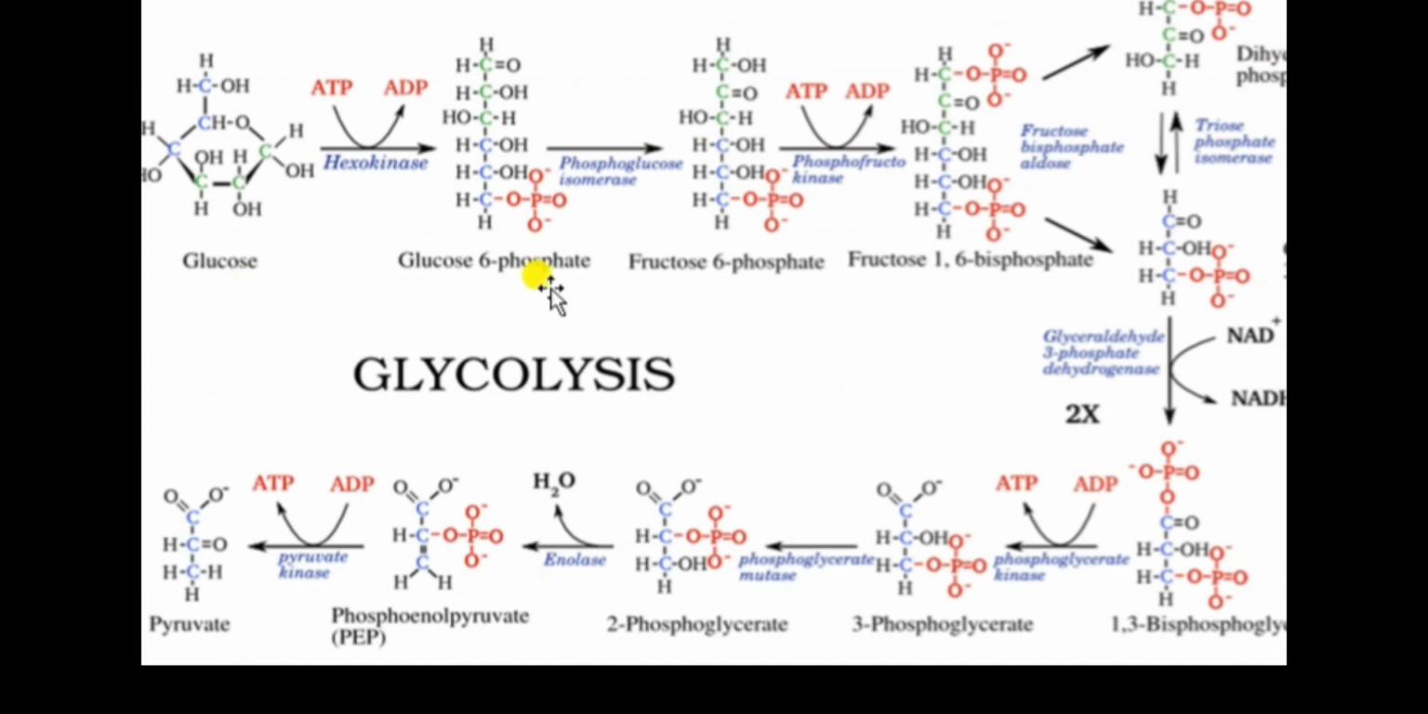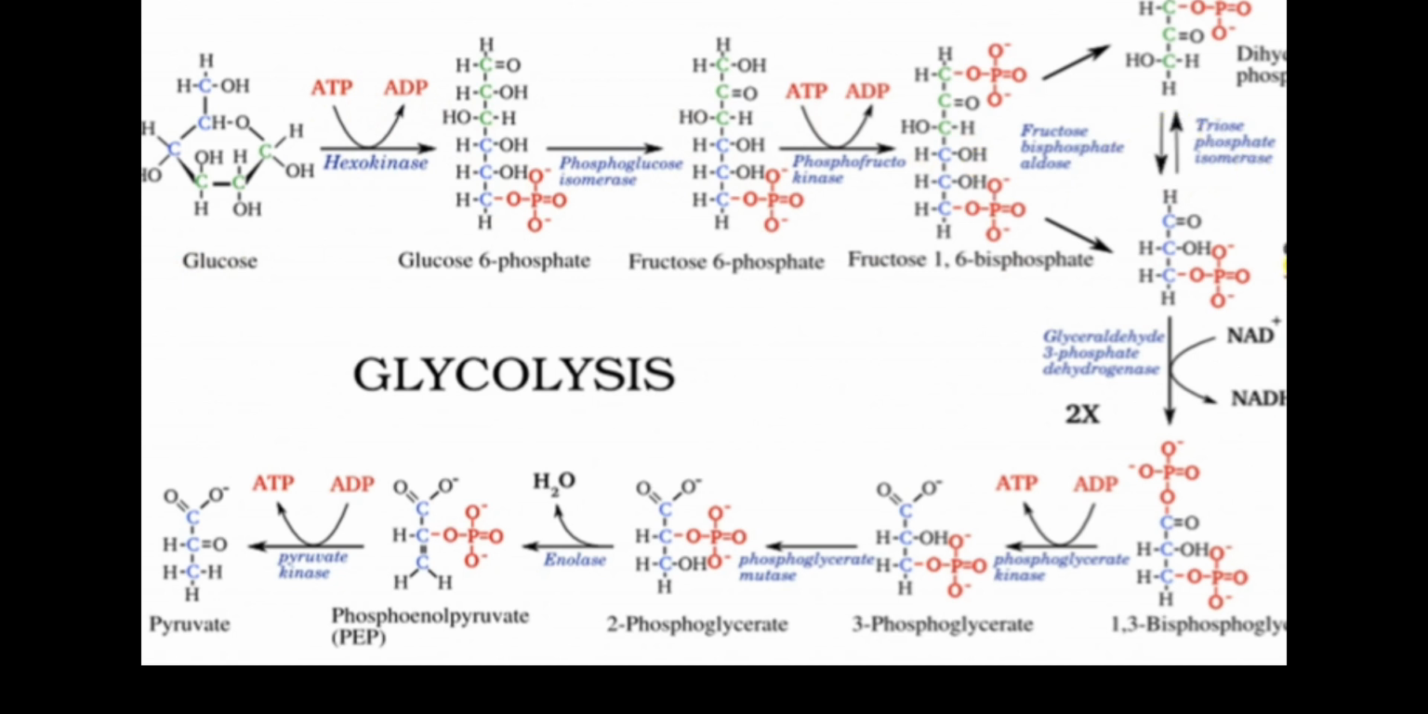Now from glucose to glyceraldehyde 3-phosphate, in this step there is the use of ATP molecule in step 1 and in step 3. Therefore, from glucose to glyceraldehyde, this step is called oxidatory. This step is called the energy investment phase or preparatory phase.